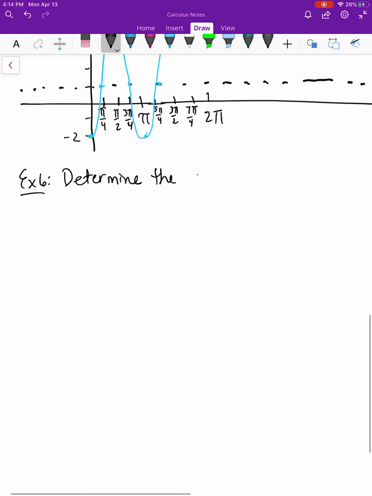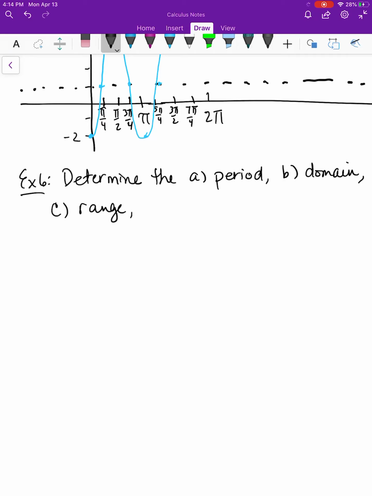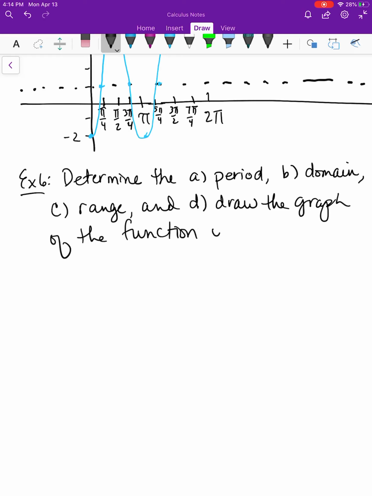So my next example is example number 6. Determine A, the period, B, domain, C, range, and D, draw the graph of the function y equals 2 sine of 4x plus pi, plus 3.